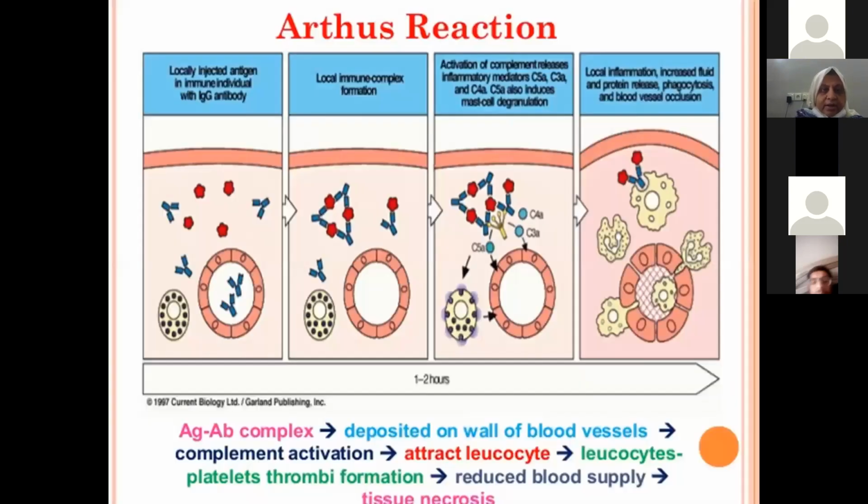So let's see what happens here. Antigen-antibody complexes are being formed, and they then get deposited.